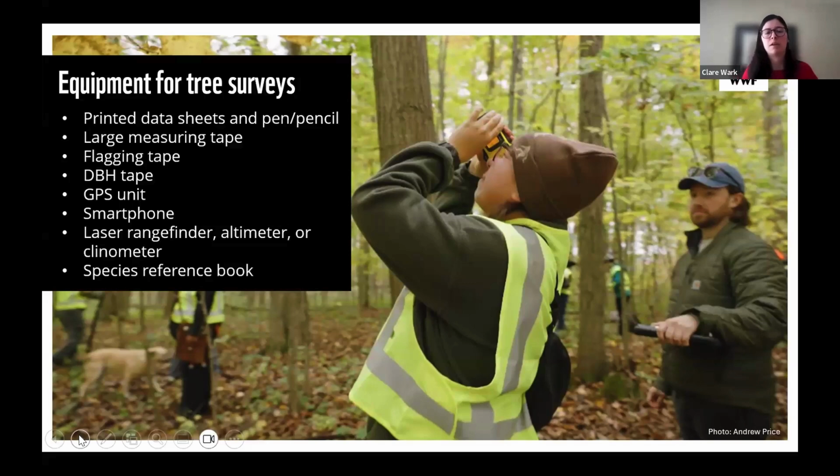DBH tape, or diameter at breast height tape, is really highly recommended versus a regular measuring tape because it reduces that room for error when calculating the tree diameter. I know sometimes all you have is a regular measuring tape and you can use that, but it does introduce this element of human error when you're out in the field. And DBH tapes are quite easily accessible through online shops or in-person shops that you can order them from.